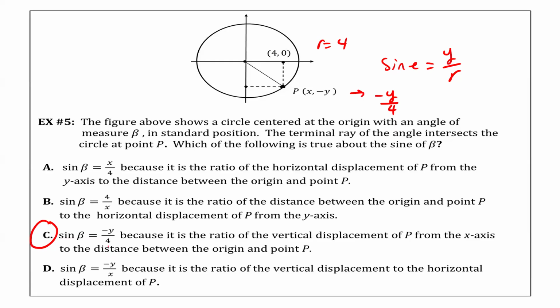Okay? The reason why it's negative y over 4 is because it tells us that from the center to this point, our radius is going to be 4. That's our horizontal. And then since we're in quadrant 4, we know that it has to be a negative y. And that's it, y over r. We don't know the value of y, so therefore we just leave it as y. But we do know our radius.